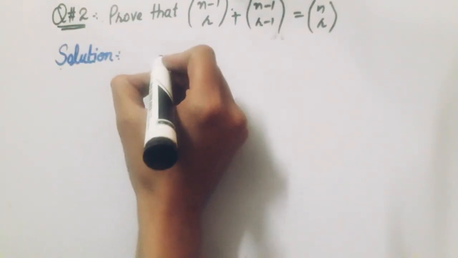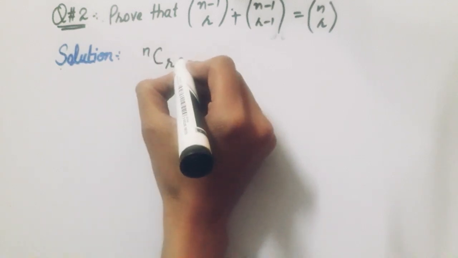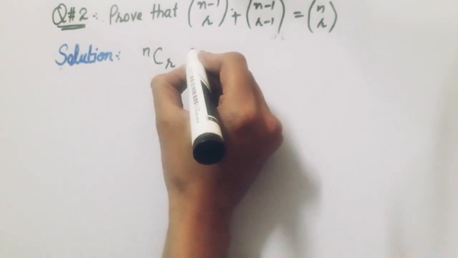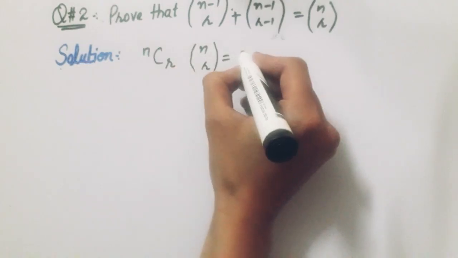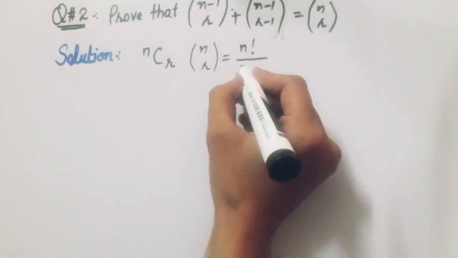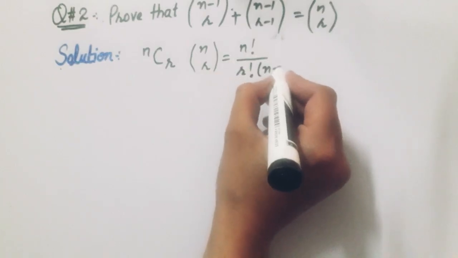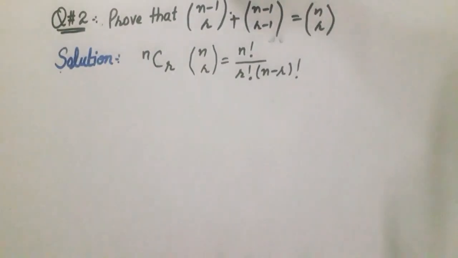So we know that nCr, which can be written as nCr, is equal to n factorial over r factorial times n minus r factorial. So we will use this concept in this question.